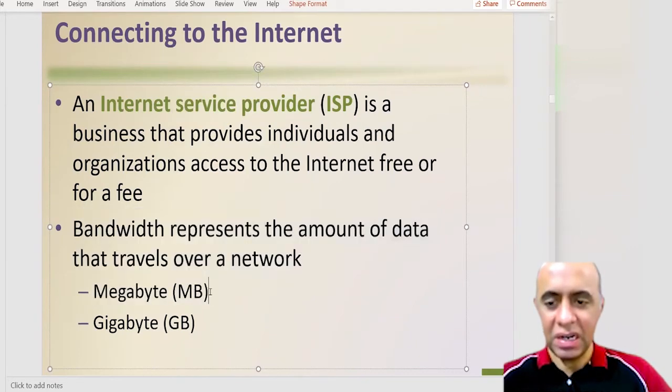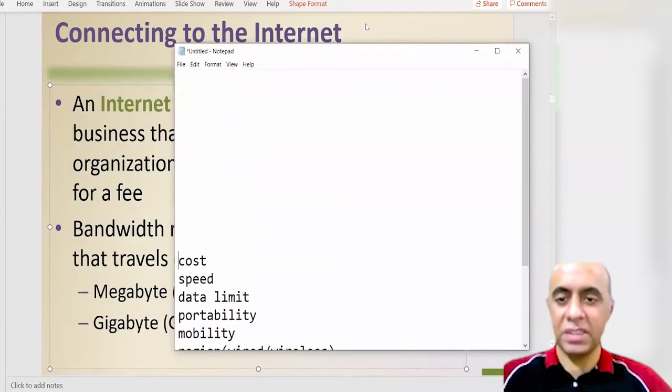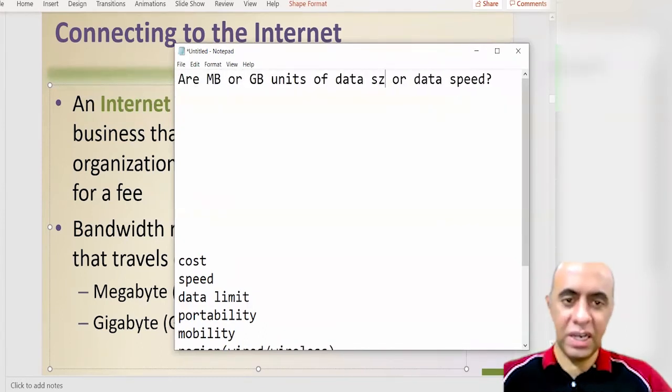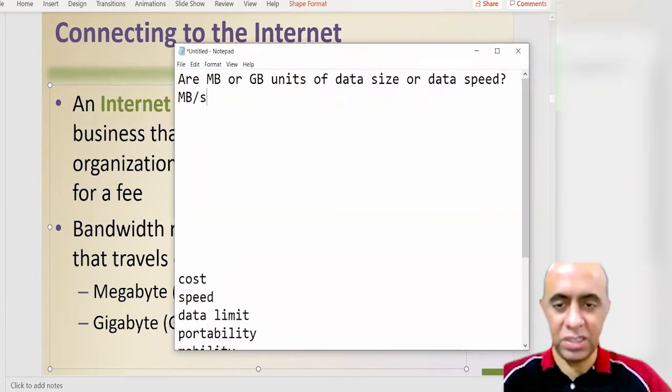So bandwidth, my question to you guys is, what do you think megabyte is the unit for? Let me change the question a bit: are megabytes or gigabytes units of data size or data speed? So the answer is that these are the units of data size as opposed to data speed. Data speed units would be megabytes per second.